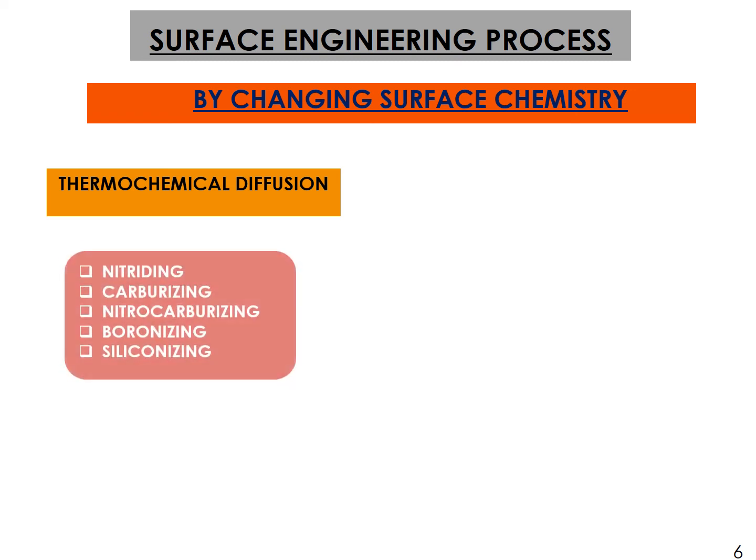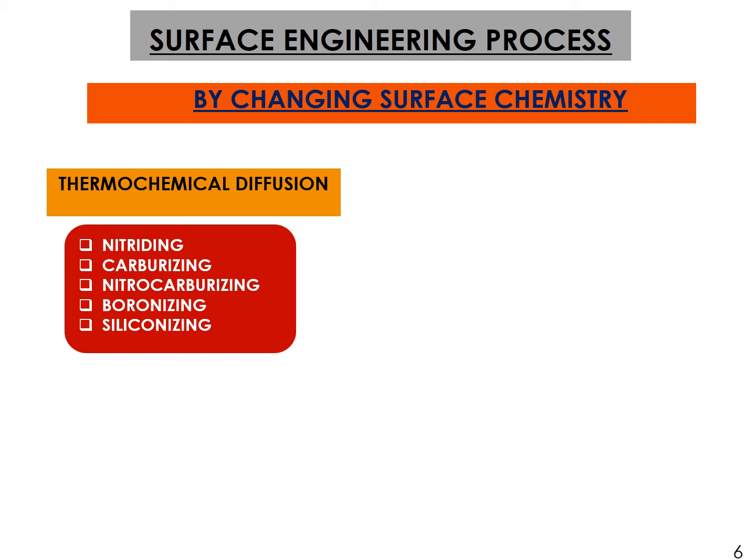Under this category, some of the processes which have been quoted: nitriding, carburizing, nitrocarburizing, boronizing, siliconizing. Similarly, you can have aluminizing. You can have other processes also. So nitriding, from the word, it's a nitride. So what we are doing here in nitriding is diffusing the atoms of nitrogen onto the surface. Similarly in carburizing, we are diffusing the atoms of carbon onto the surface.